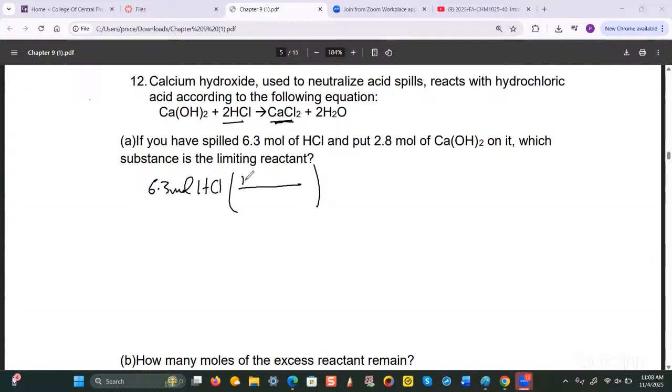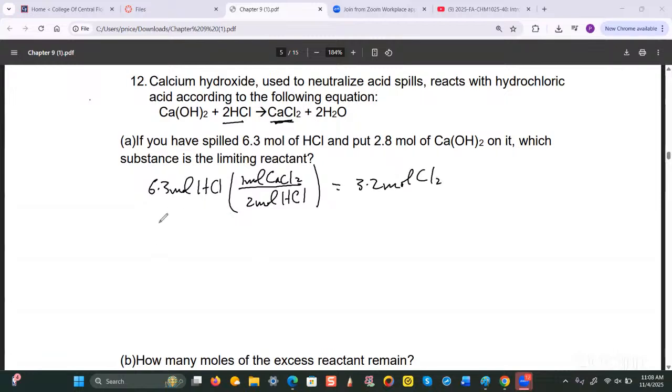So I would put 1 mole of calcium chloride above as the numerator, and 2 moles of HCl down below as the denominator. And then I'll work out what that is. So that would be 6.3 divided by 2. So that would be 3.2 moles of calcium chloride, all right?